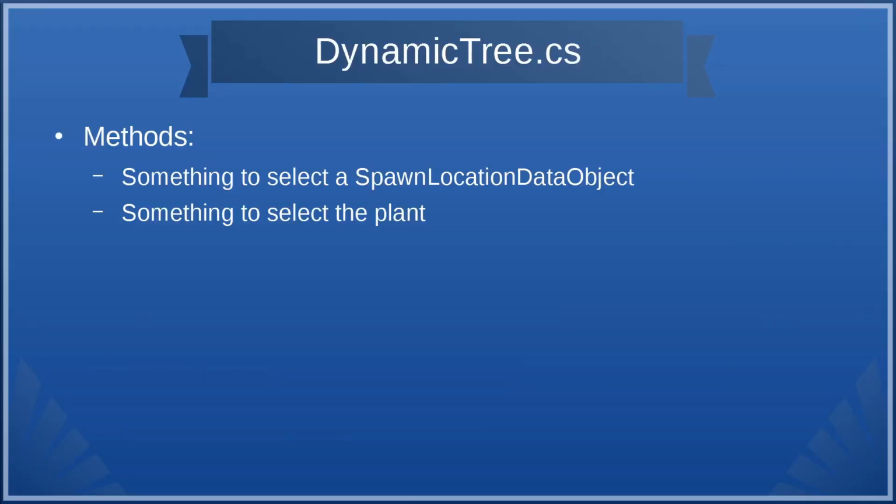Now to the class Dynamic Tree. This class contained 2 important methods. One selected a previously created spawn location data object, and the other one selected a plant from it.